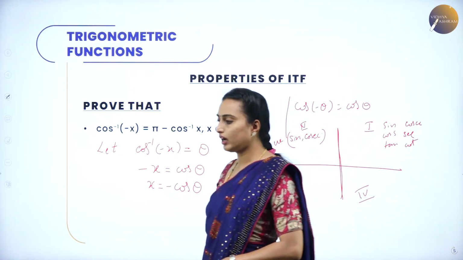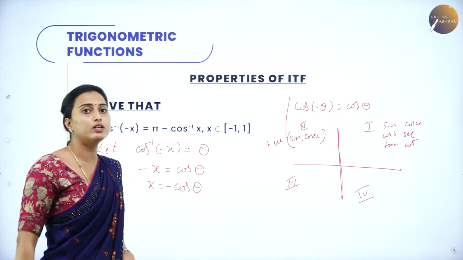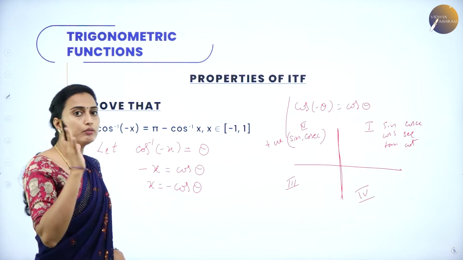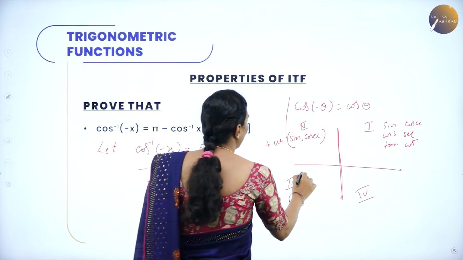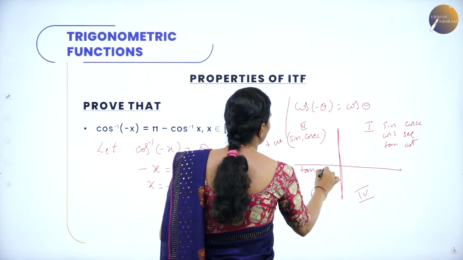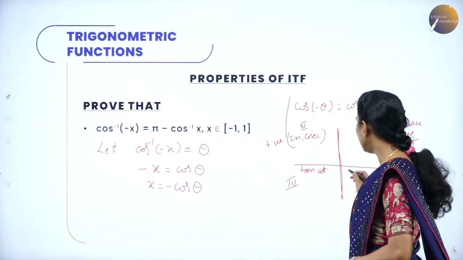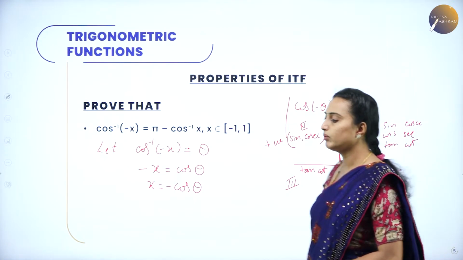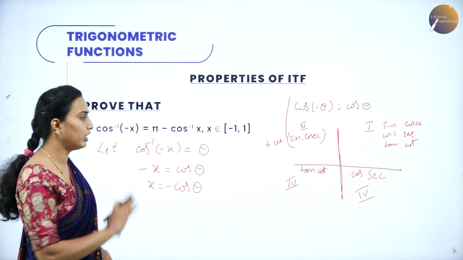In the second quadrant, what will be positive? Sine and cosecant will be positive. Remaining all are negative. Only sine and cosecant will be positive. And in the third quadrant, what will it be? Tan and cot will be positive, remaining all are negative. In the fourth quadrant, cos and secant will be positive. Remaining all are negative. This is very important.